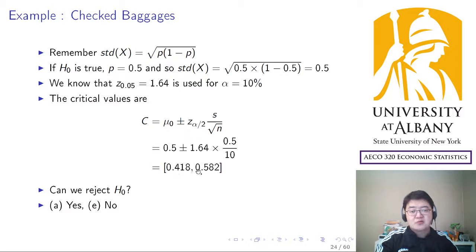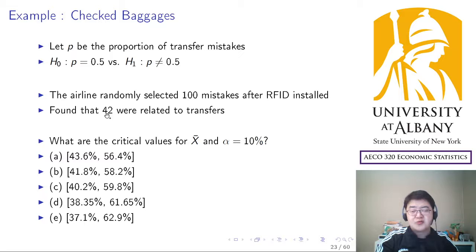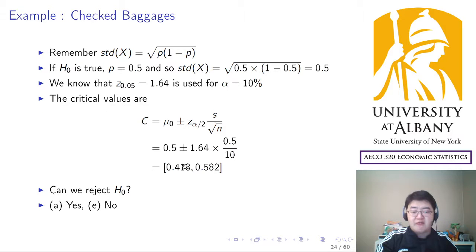So the lower critical value is 41.8%. But your observation is 42%. So therefore, your observation is within the critical values. It's from 41 point something to 58 point something. So 42% is clearly, like here, slightly inside the lower critical value. So you do not reject H0. So 42% is close enough to your belief, 50%.